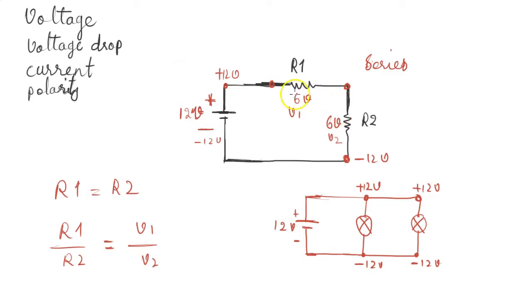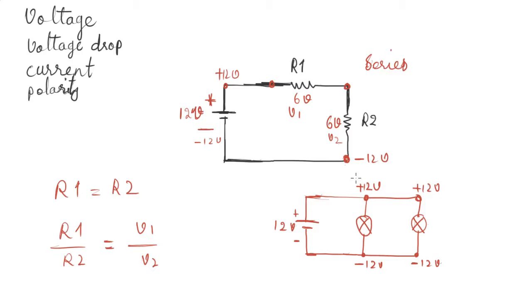basically they're going to be a lot less bright than this case, because now this lamp is getting only 6 volts, this lamp is getting only 6 volts. But in this case, the lamps, each of them or both of them, are getting 12 volts. So that's that. Now let me show you what voltage drop actually means here.